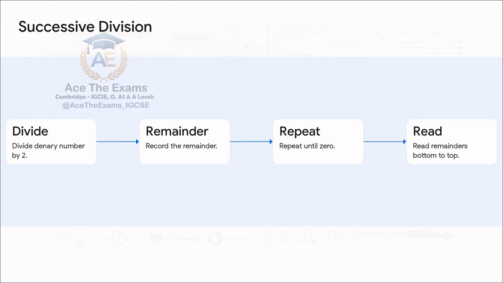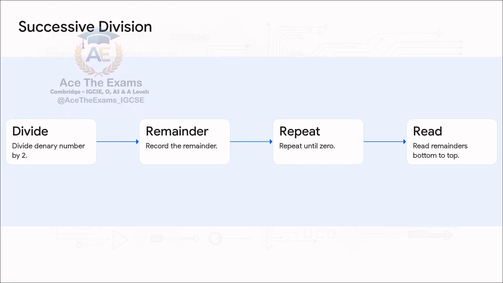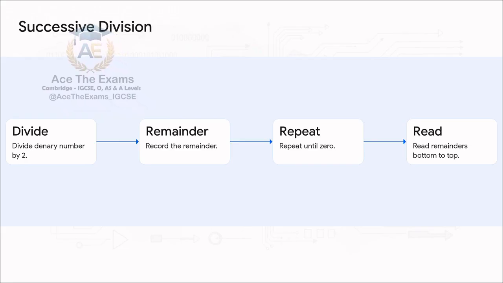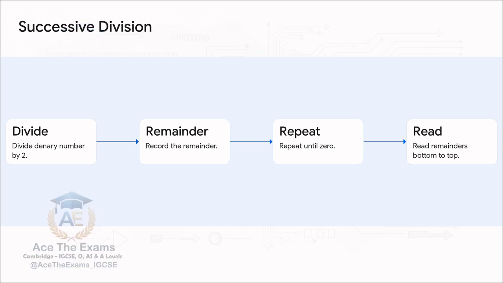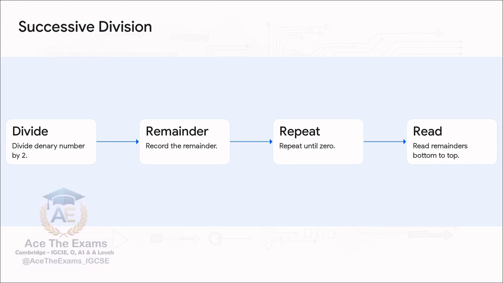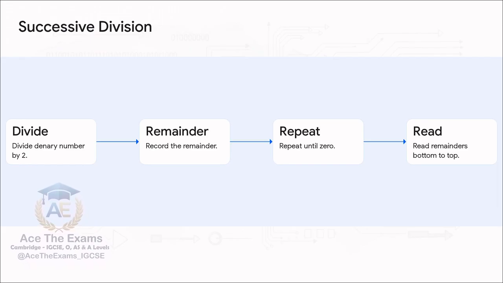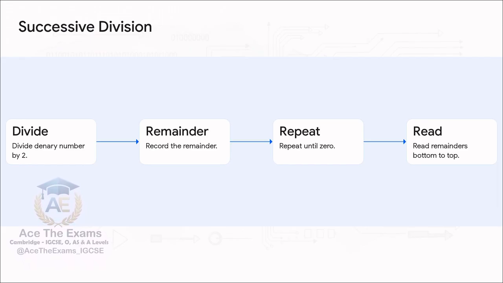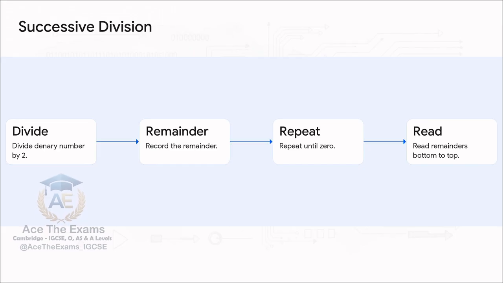Honestly, the most bulletproof way to do this in an exam is the successive division method. Step 1. You take a denary number, let's say 142, and you divide it by 2. That gives us 71, right? With a remainder of 0. Step 2. You just record that remainder on the side. Step 3. You repeat the whole process with 71. That gives you 35, remainder 1. You keep going all the way down until your division actually results in 0.